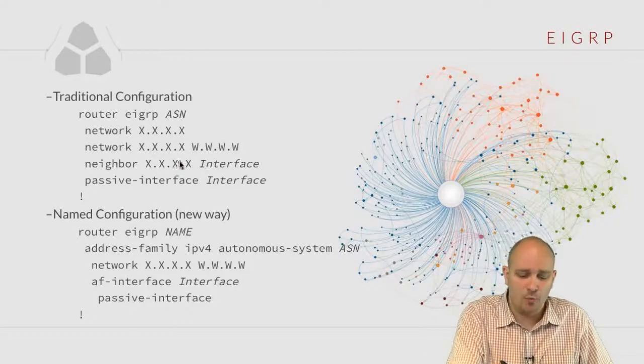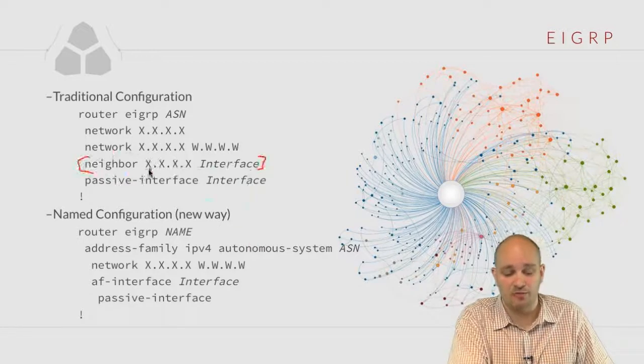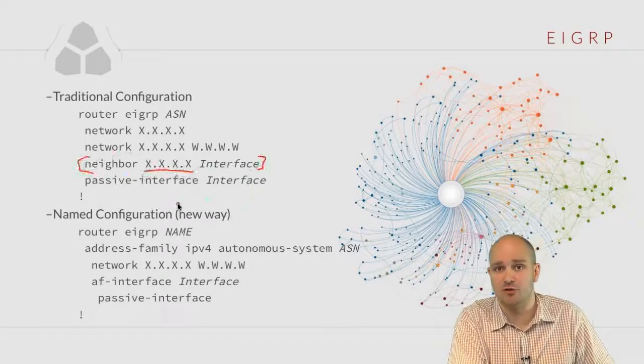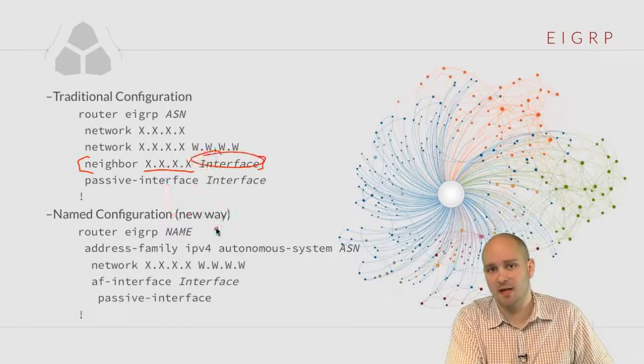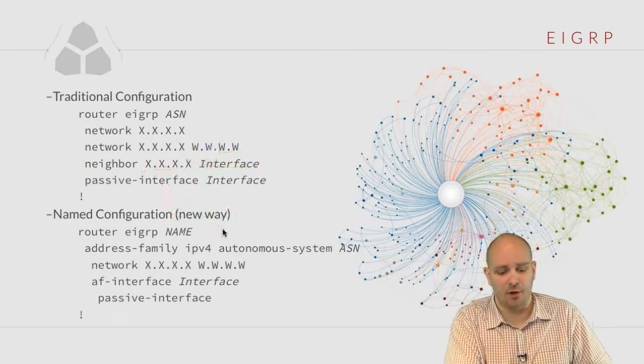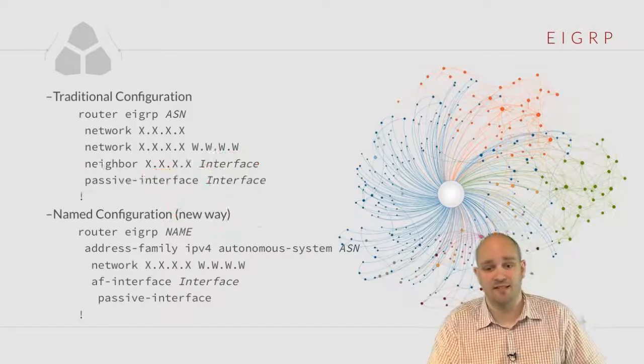And then finally, we have an example here using the neighbor statement. With the neighbor statement, we have to specify what is going to be the unicast address of our neighbor, and then we need to specify on which interface we are going to have this particular neighbor. I have also used the example of passive interface here.